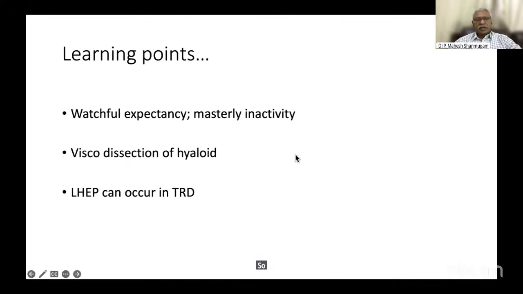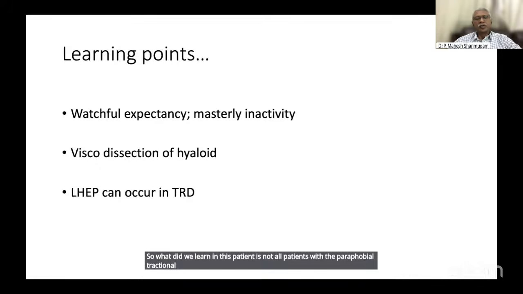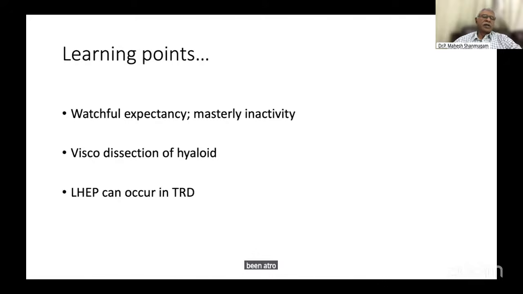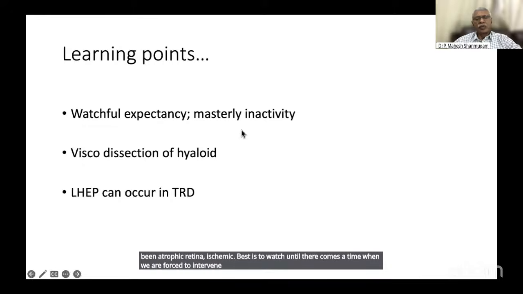So what do we learn in this patient is not all patients with a parafoveal tractional detachment, we need to jump in and do surgery. So in this particular patient who was one-eyed and who was pretty much able to carry on with his activity, and a completely plastered hyaloid, thin atrophic retina, ischemic, best is to watch until there comes a time when we are forced to intervene. So we did watch for about 4 years before we intervened in this patient.